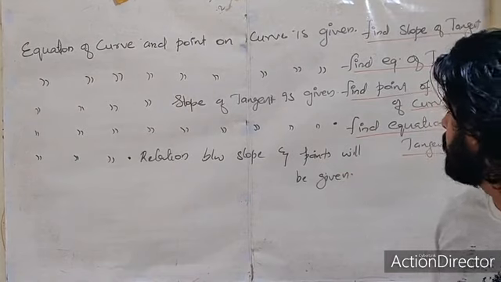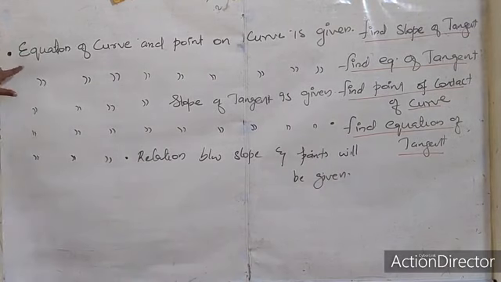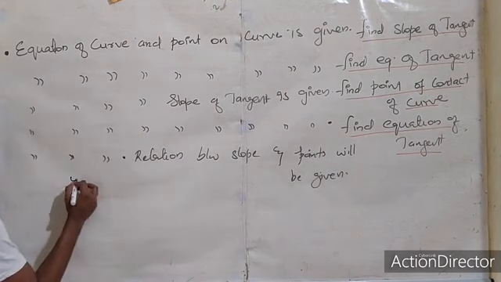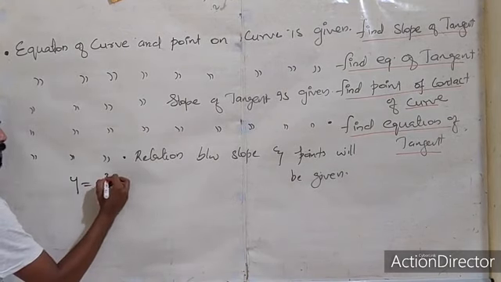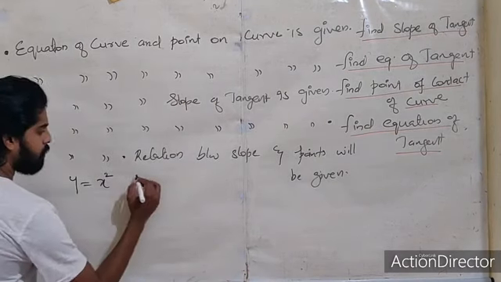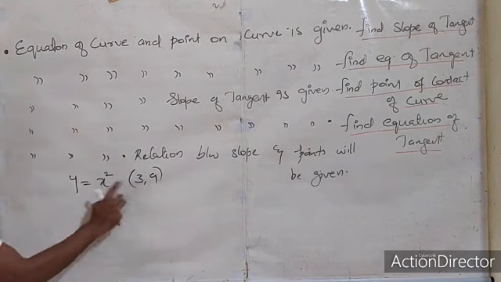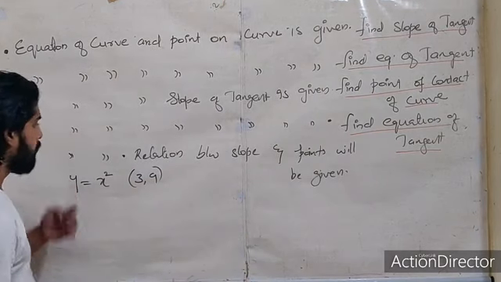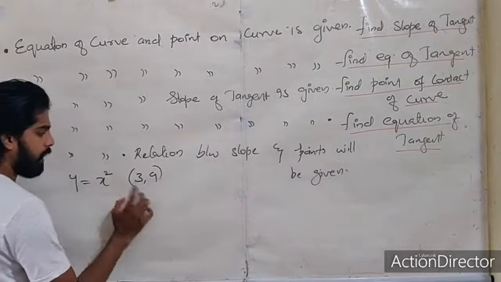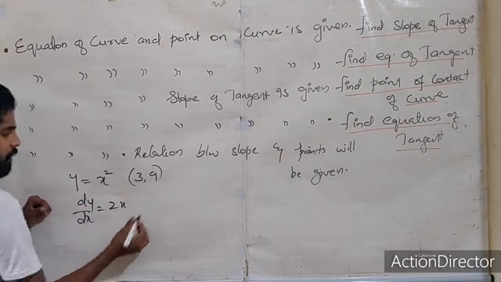The question may be like this: you are provided the equation of a curve and a point on the curve. Let's say an example, y equal to x square. I am taking the same example. Let (3, 9) be the point on the curve. If x equal to 3, then y, the square of x, equals 9. So (3, 9) is a point on the curve. We have to find the slope of the tangent at this point. What you have to do is differentiate, dy by dx equal to 2x, and substitute this point.